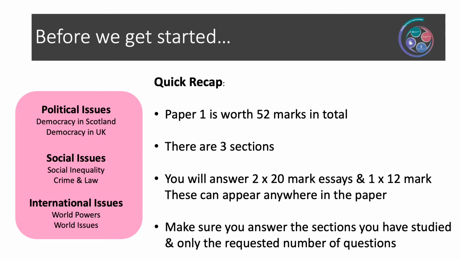There are 3 sections. Which section you will do will depend on your school. For political issues, you might study democracy in Scotland, or you might do democracy in the UK. For social issues, you might be looking at social inequality or crime and law. And for international issues, you might be looking at world powers or world issues.